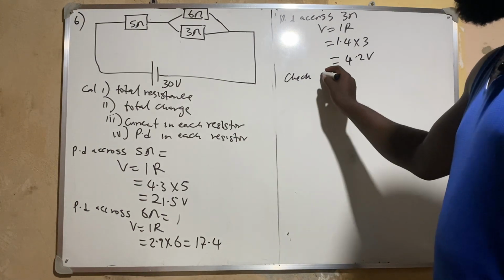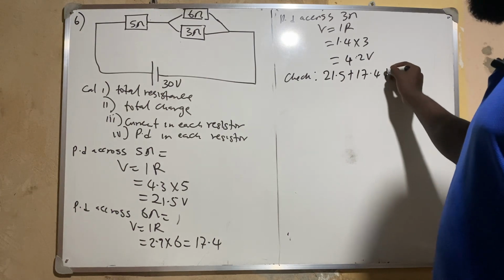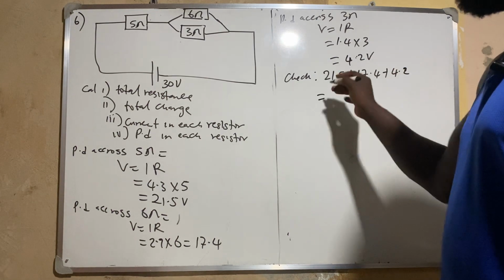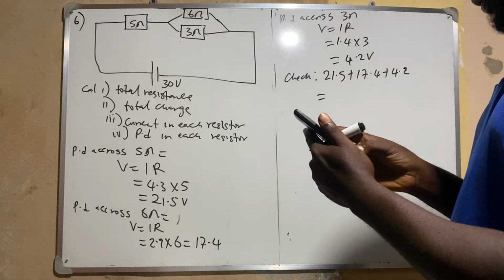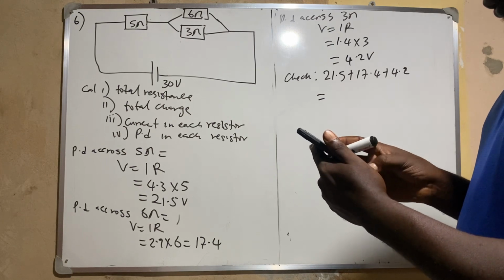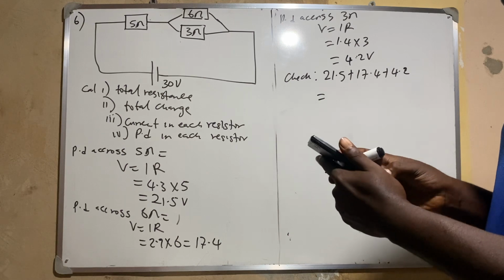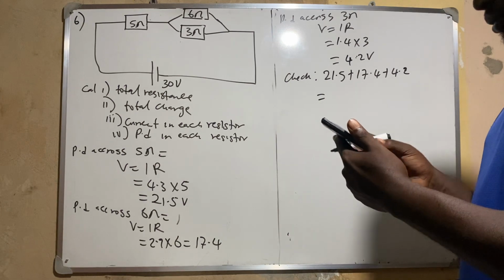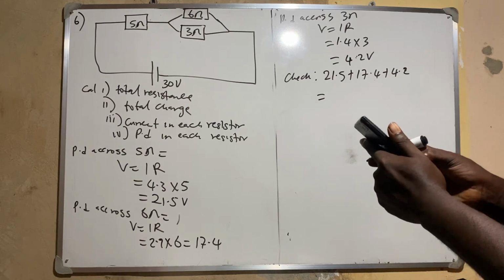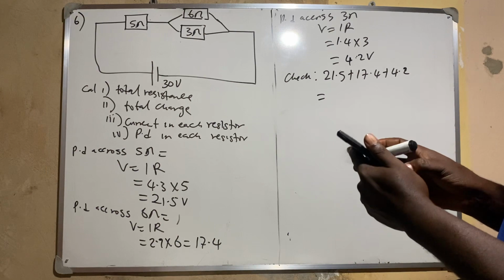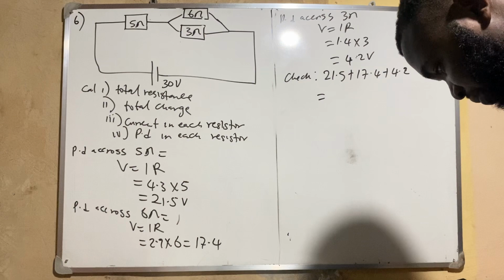The first volts we got was what? 21.5 plus 17.4 plus 4.2. So add them, what do you have? 21.5 plus 17.4 plus 4.2. I have 43.1. So what is the problem?